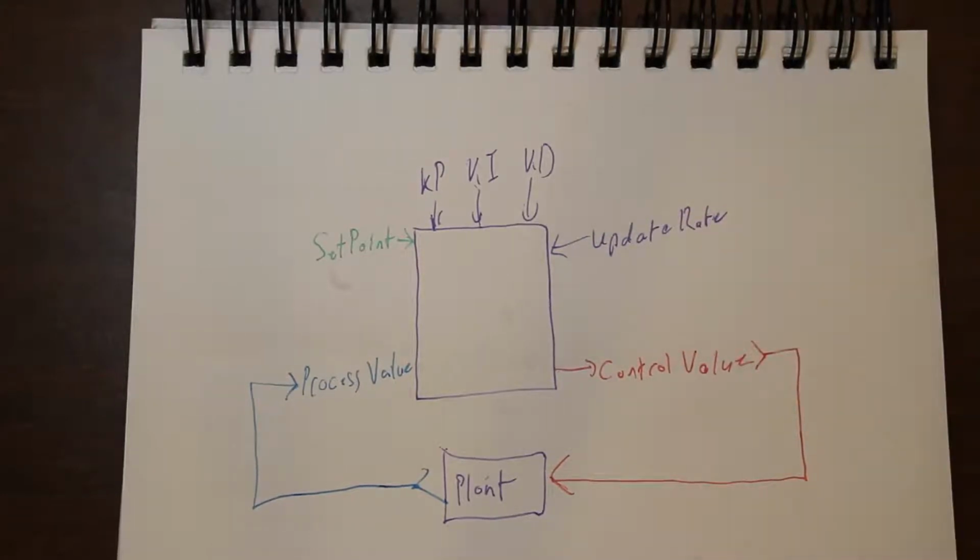To keep things fairly simple, I'm not going to talk about any specific process. And so I'm not going to talk about any specific range of values that can be set for our set point, read as our process value, or output to the plant as a control value. I'm just going to make all of them be something between plus and minus 100.